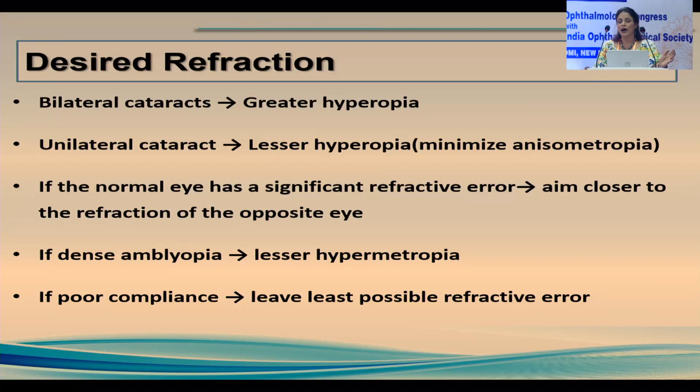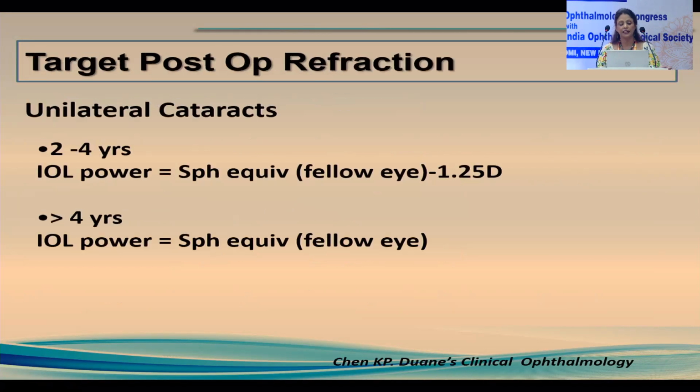If the normal eye again has a significant refractive error, then probably balance for the refractive error of the other eye. If the amblyopia is dense, then aim for a lesser hypermetropia, because compliance with the amblyopia therapy will be poor with a high residual refractive error. If compliance is poor, again leave a lesser refractive error and try to emmetropize the child in these cases.